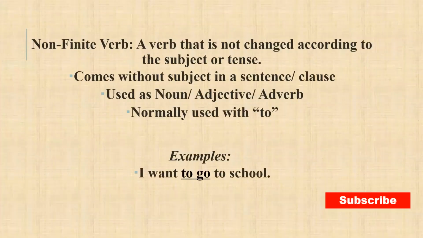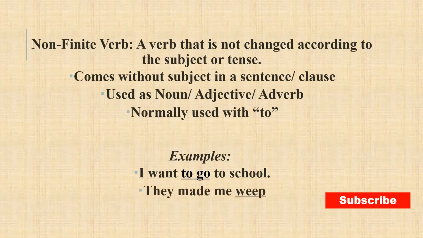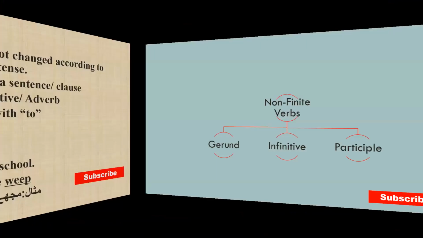Like for example, here we have "I want to go to school." Here, "to go" is basically telling us about the infinitive form. And I have already said that if a verb, that is "go", comes with "to", it would be an infinitive form of the verb. That "to go" is not showing us any action that is taking place in the future, in the present, or in the past.